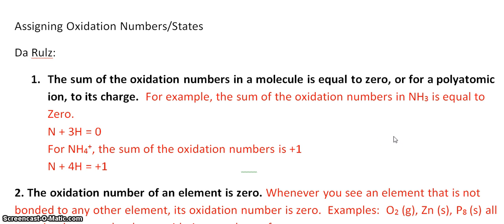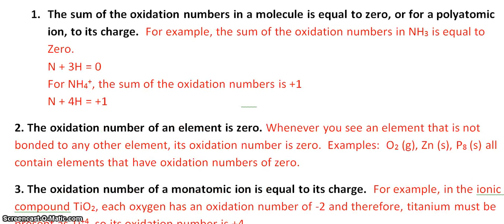Now, the oxidation number of an element is 0. So whenever you see an element that's not bonded to another element, in other words, if it's by itself or if it's with other atoms of the same element, then its oxidation number is 0.